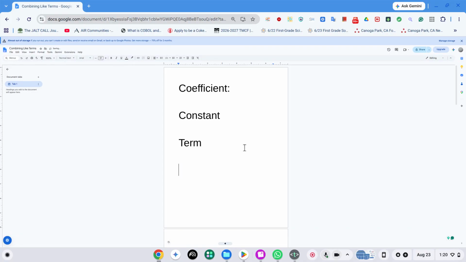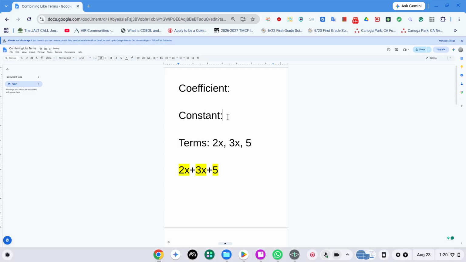So the word term, let's say we have 2x plus 3x plus 5, refers to all the values we have in this expression. As I always say, it's an expression, there's no equal sign. So in this case, 2x, 3x, and 5 are all our terms. So terms: 2x, 3x, 5.